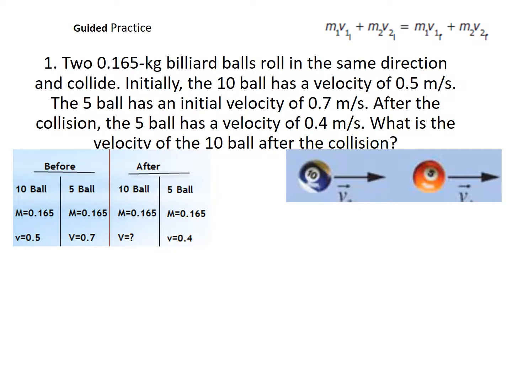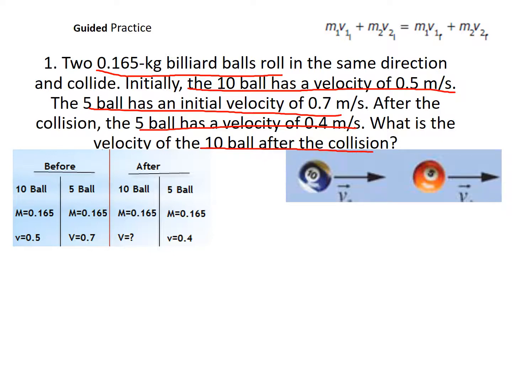So let's work on some practice here. Two 0.165 kilogram billiard balls, so those are the masses for both objects, roll in the same direction and collide. Initially, the 10 ball has a velocity of 0.5. The 5 ball has an initial velocity of 0.7 meters per second. After the collision, the 5 ball has a velocity of 0.4. What is the velocity of the 10 ball after the collision?